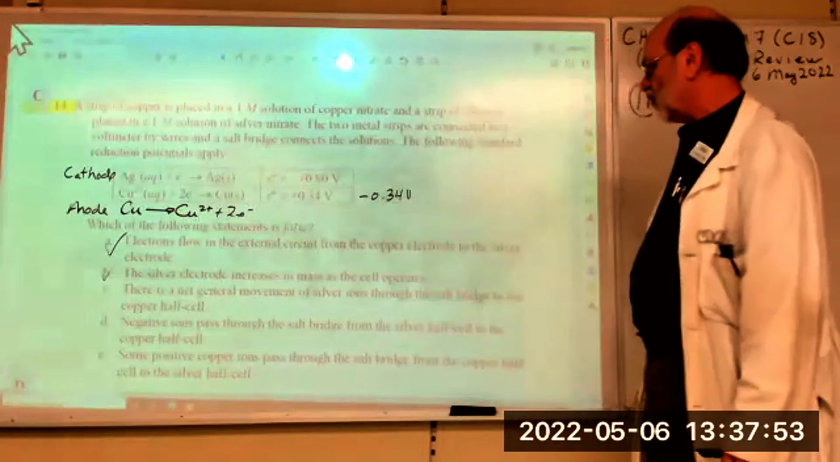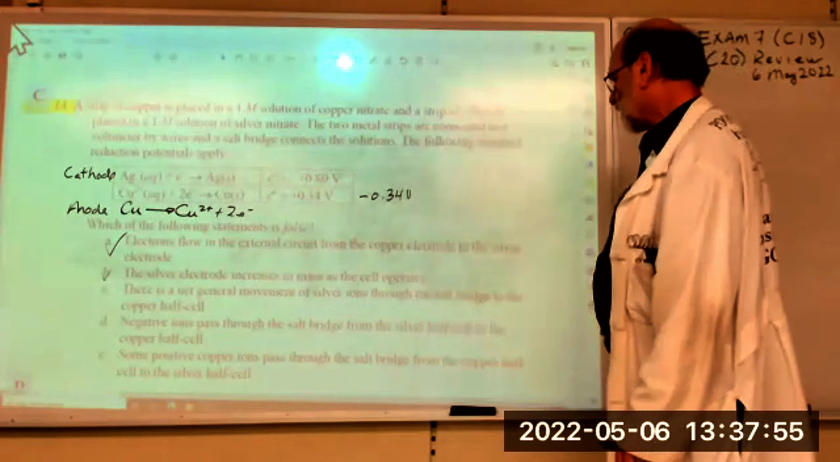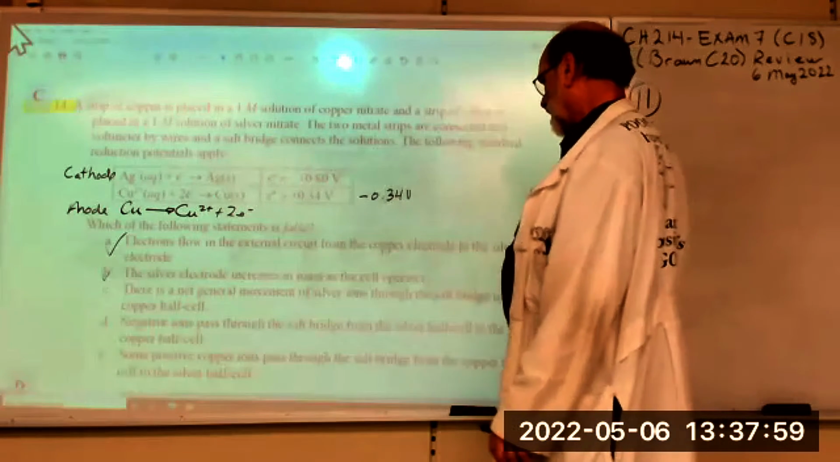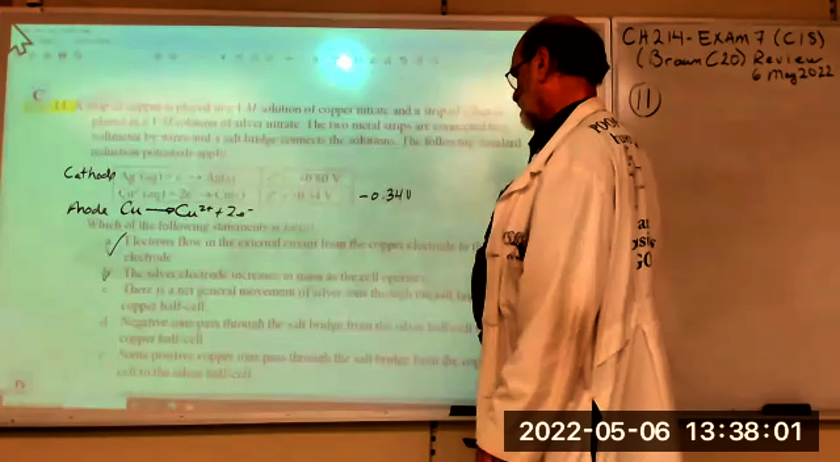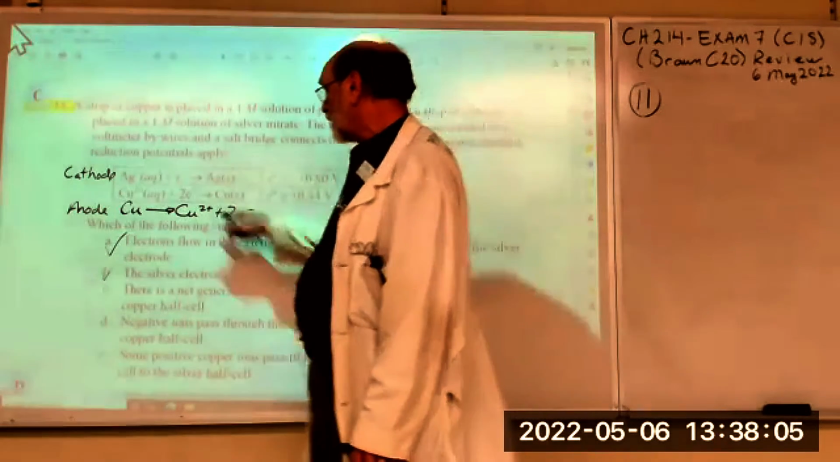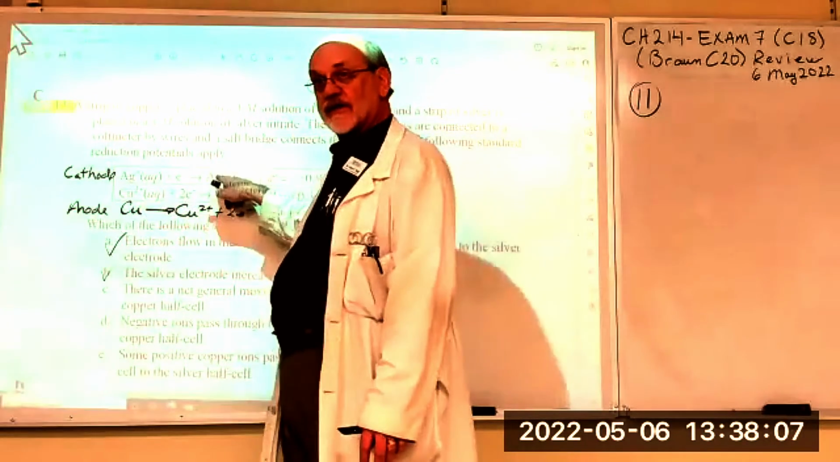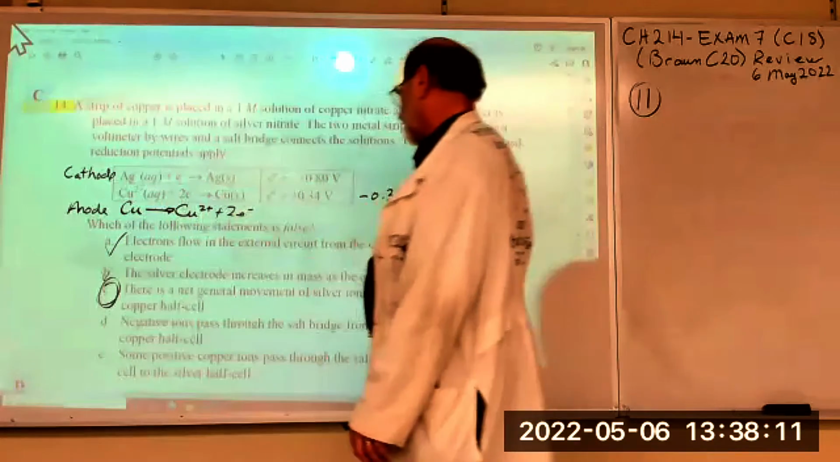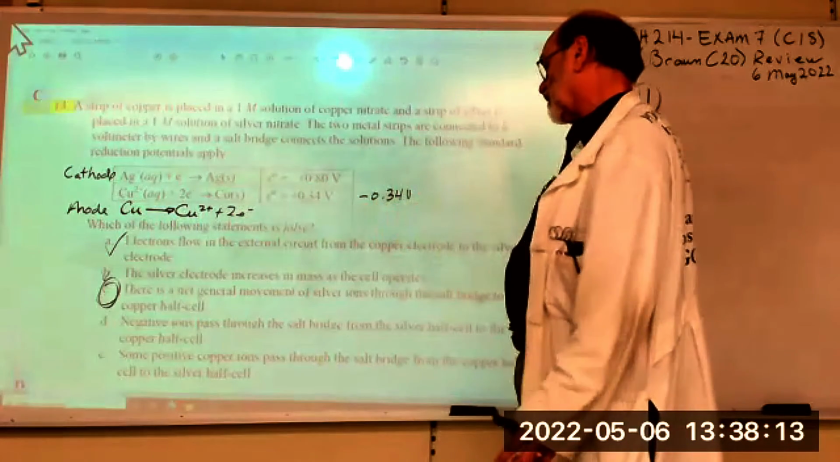There is a net general movement of silver ions through the salt bridge to the copper half cell. That can't be. Silver ions are not going to move through the salt bridge because they're being consumed to make silver on the electrode, so that one's false. Well, we found our answer.